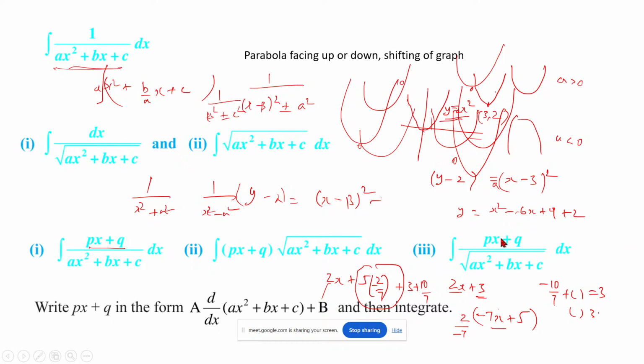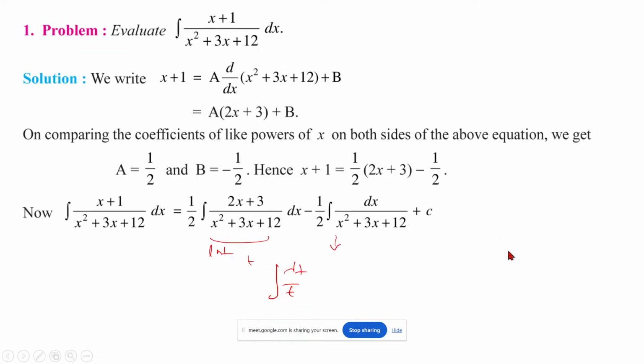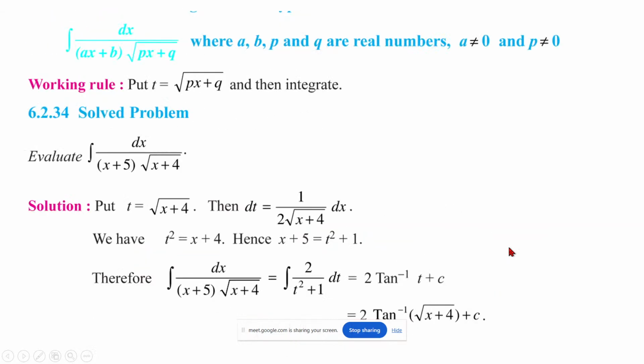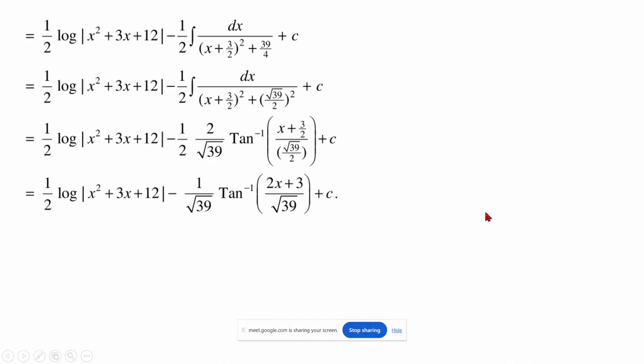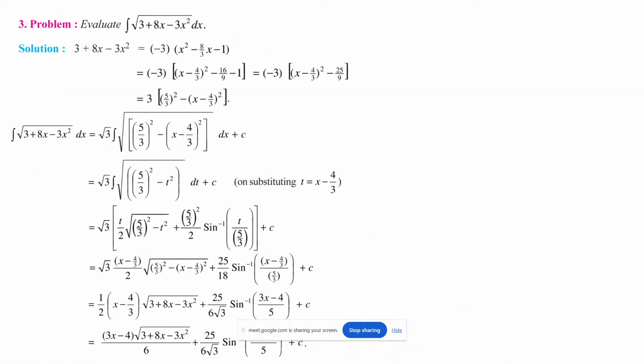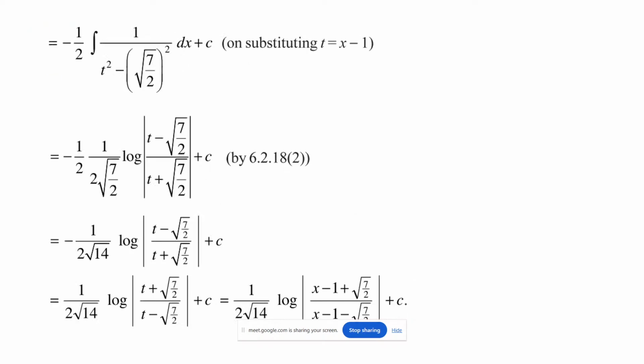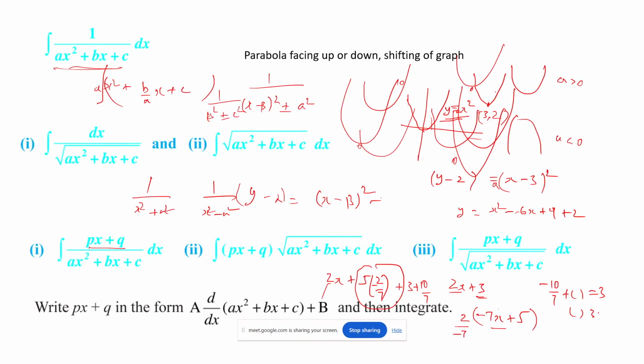I will show you one more example. Where is this? I think I did not put that example, but still it's the same thing.